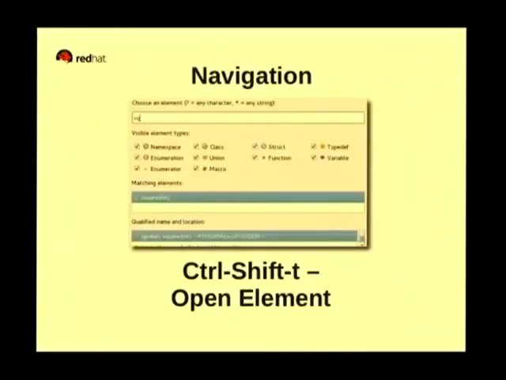I mentioned the quick outline view. You can also easily navigate around all your source code with Control-Shift-T. Because it has this index of all the libraries in your code, you can easily just type in, well, I can do it here.